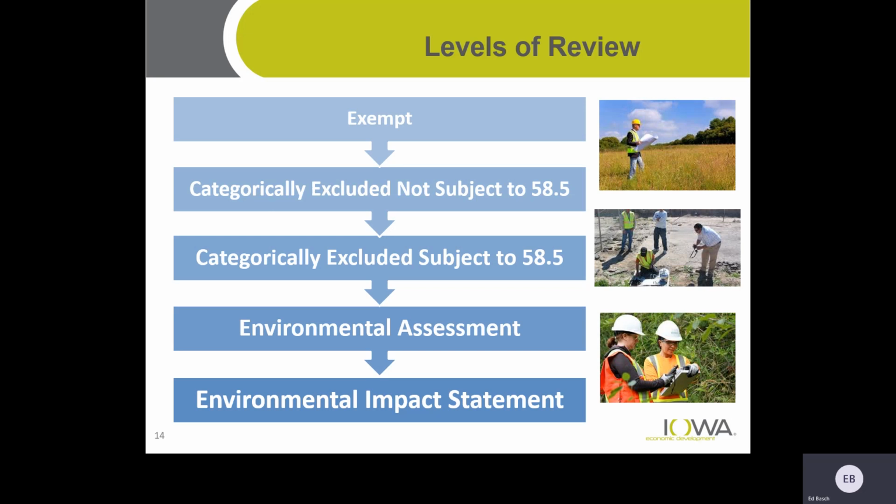Levels of review goes all the way from exempt to categorically excluded, not subject to the checklist 58.5, or excluded but subject to compliance with that checklist, environmental assessment, and then at the ultimate level of review, the environmental impact statement. Environmental impact statements are very rare. Hope that you don't have to ever do one.